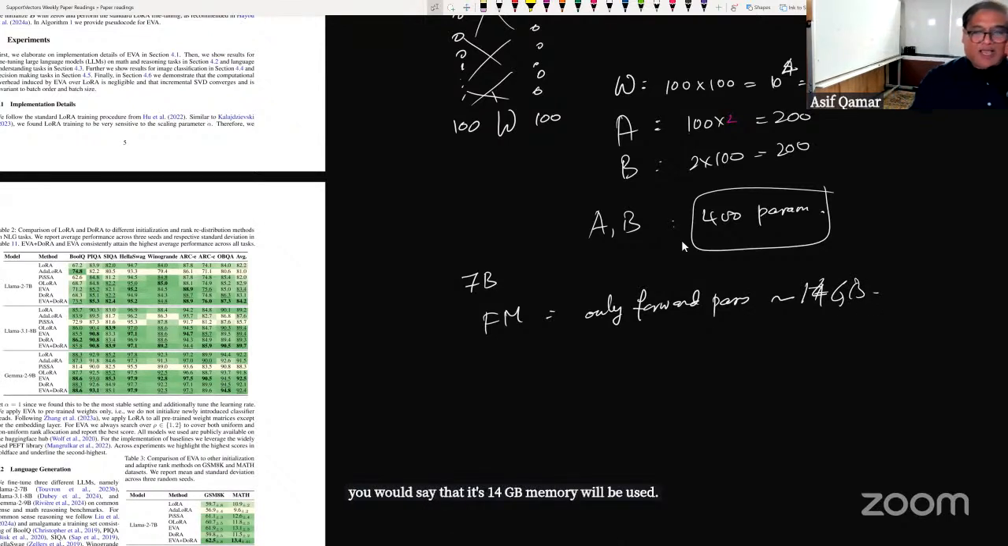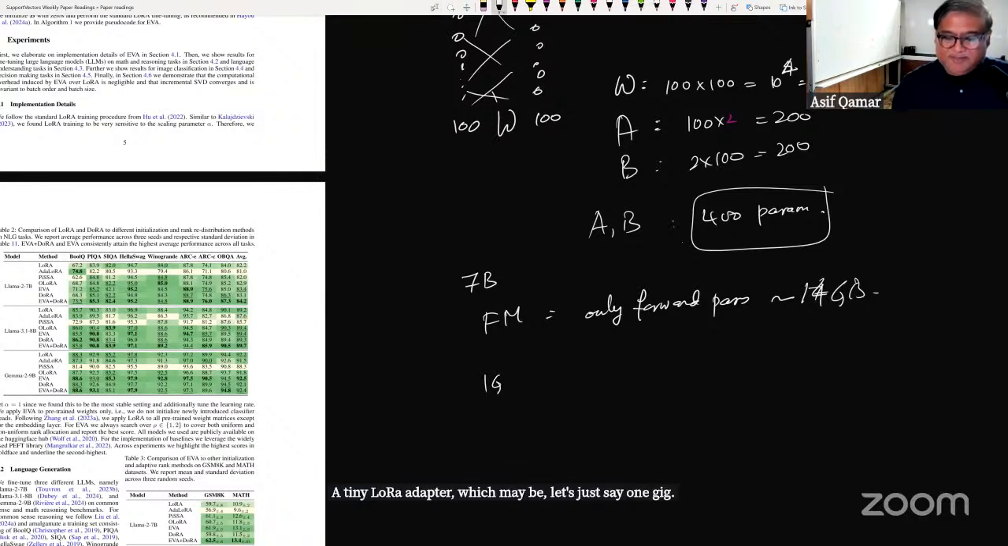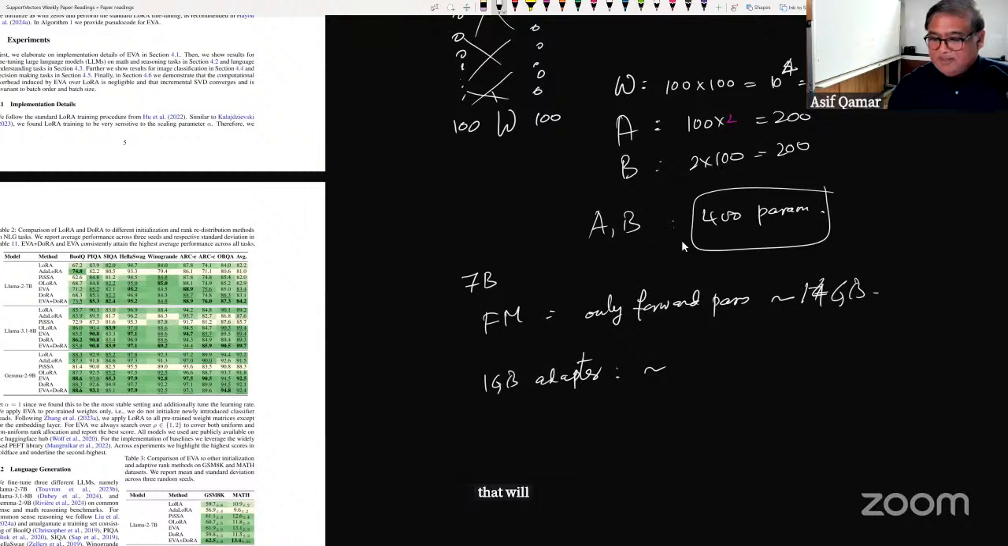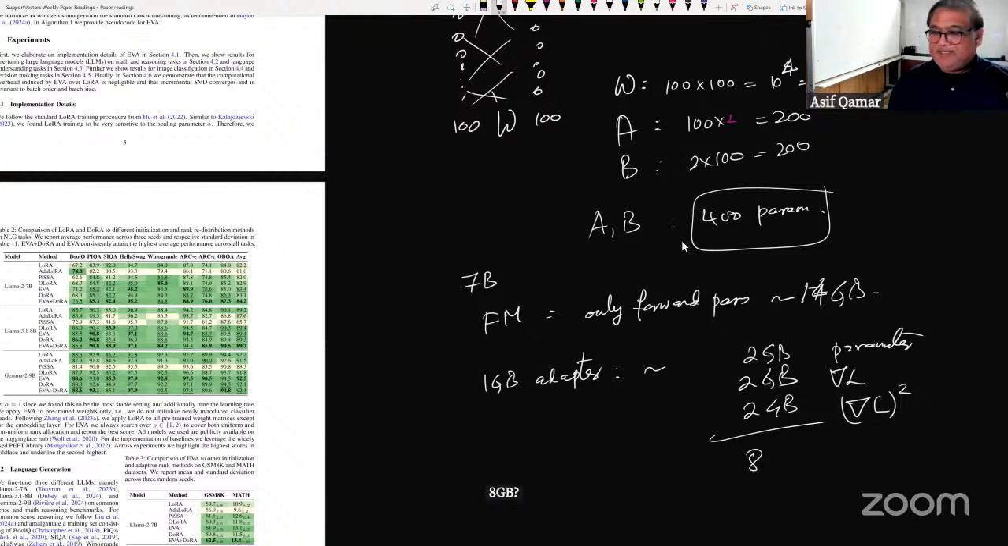Now, let us say that you're looking at only one little LoRA adapter, a tiny LoRA adapter, which may be, let us say, 1 GB. It can be even smaller. If you take a 1 GB adapter, that will contribute 2 GB for parameters. Another 2 GB, 1/7 of the original size. I'm just taking an example. And 2 GB, let's say for the quadratic term, all of it adds up to 8 GB. 14 plus 8 GB is 24.